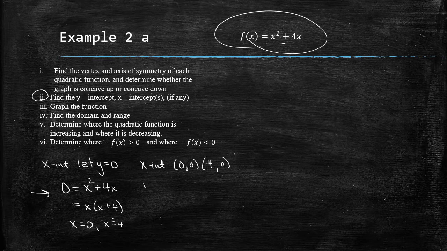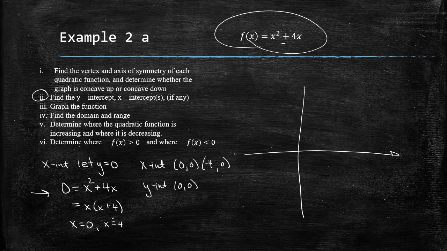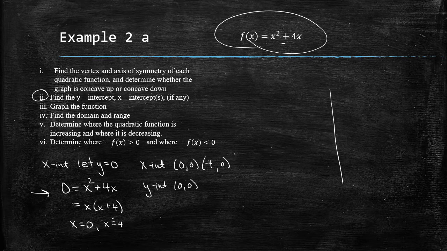Okay, and then our y-intercept is also at the origin. Okay, so 0, 0. And negative 4, 0. All right.